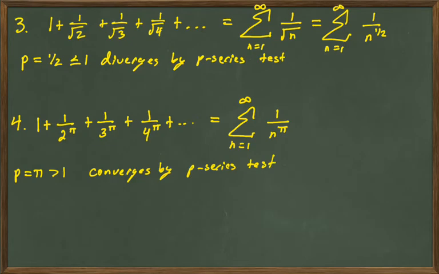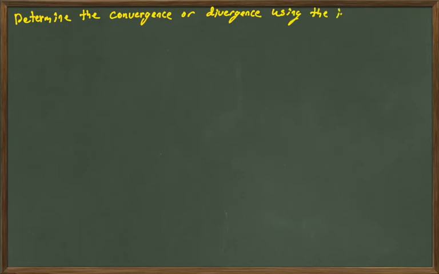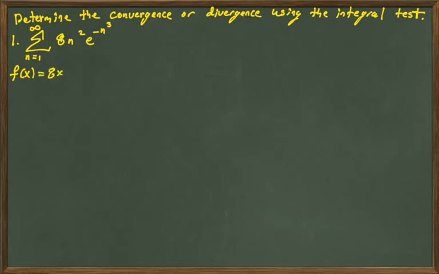Okay, and we're going to go ahead and look at two examples of using the integral test. So we're going to determine the convergence or divergence using the integral test. Our series is the sum, n equals 1 to infinity, of 8n squared times e to the negative n cubed. Alright, so our function f of x will be equal to 8x squared e to the negative x cubed.